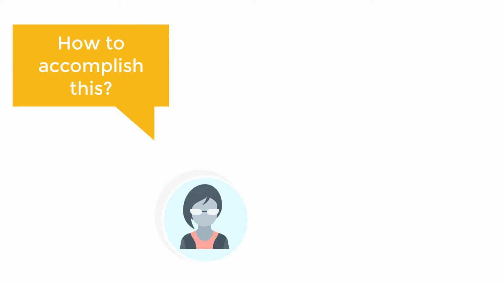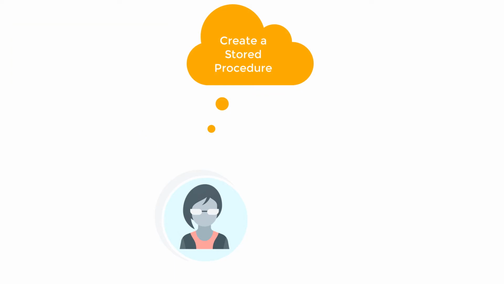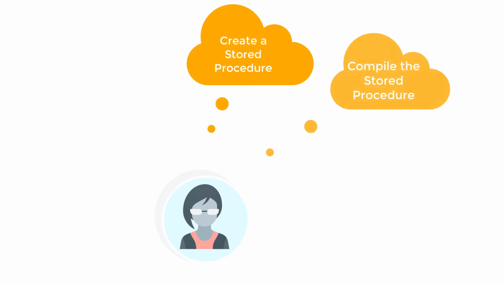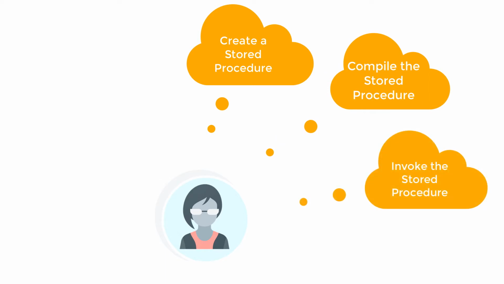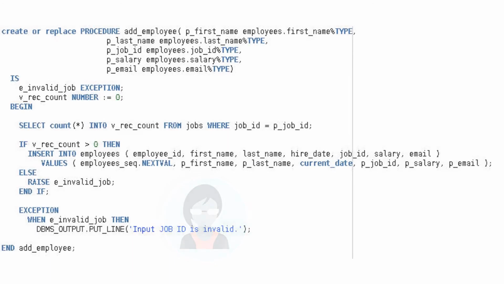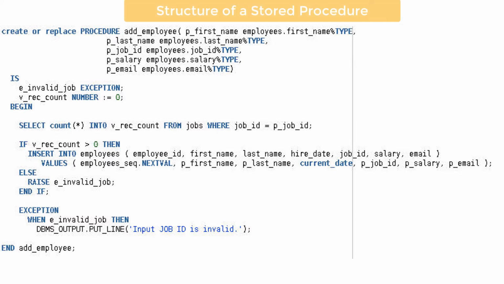Jill must follow a three-step process. First, she must create a stored procedure with the required logic. Then, she must compile the stored procedure, and finally, Jill must invoke the stored procedure. Now, let us look at the stored procedure that Jill created and understand its structure.